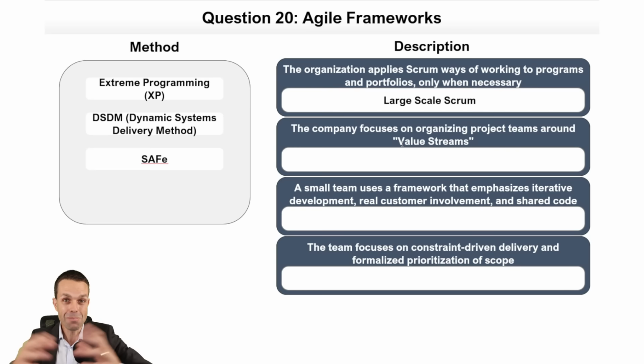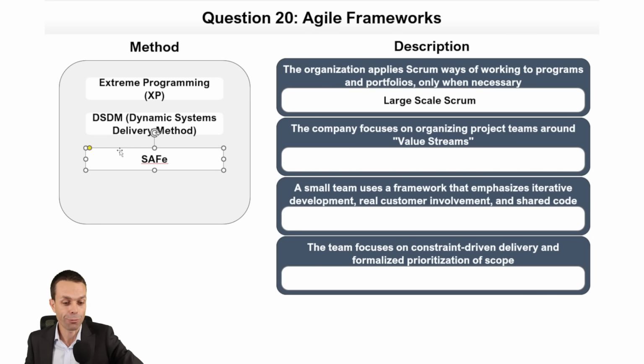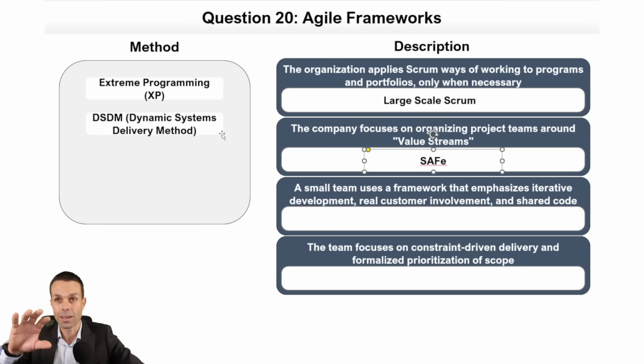Now, if you remember, or if you've had some good instruction, value streams come from the Toyota Production System, or Lean, and SAFe, or the Scaled Agile Framework, has actually taken that idea of value streams. And so we organize our projects around value streams. It's how an item is delivered from customer order to customer delivery, and then all of the work that happens in between.